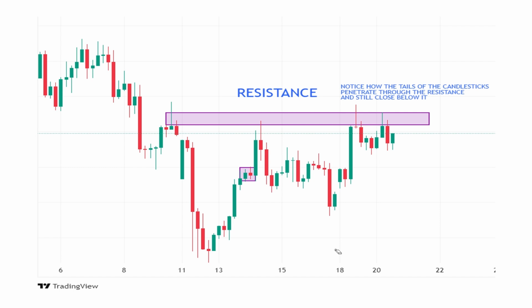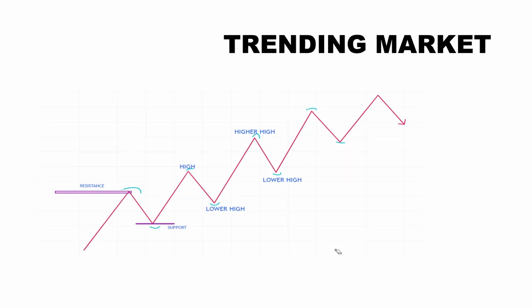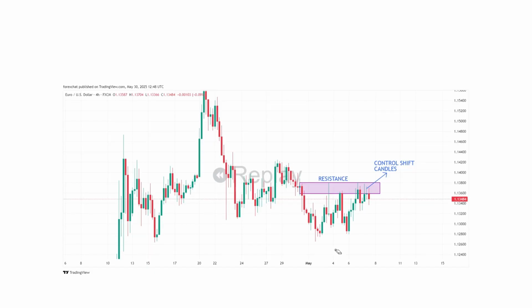And if you watched the episode where we talked about types of candlesticks, you can see that these are what we called control shift candles on our resistance, and you should know what that is supposed to mean. And we also talked about market direction in our previous episode, where we said market direction creates higher highs when it's bullish and lower lows when it's bearish. So this is just a little bit of a recap of what we were talking about.